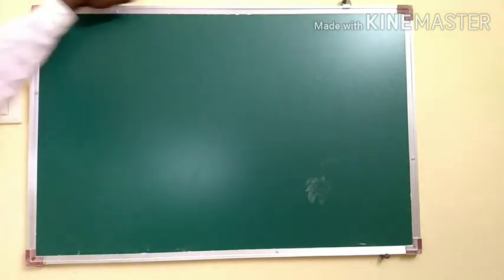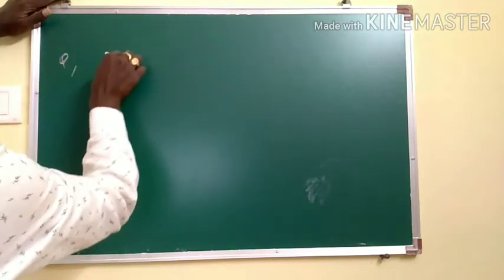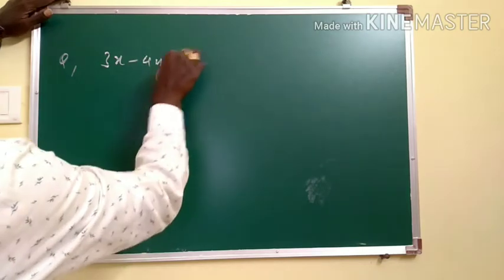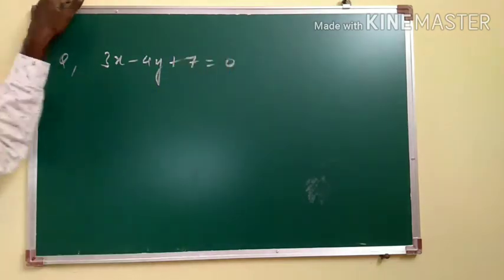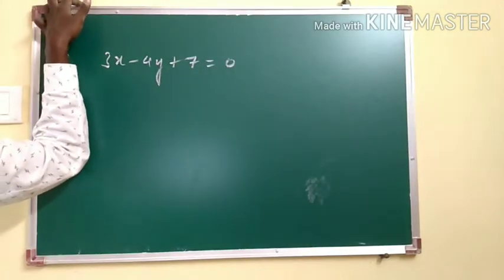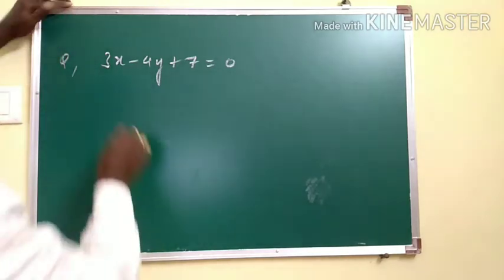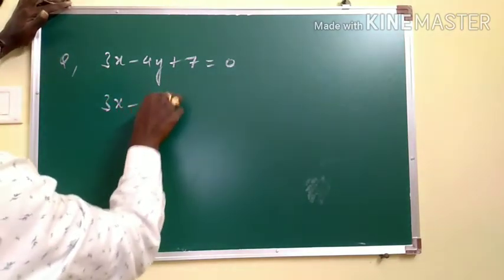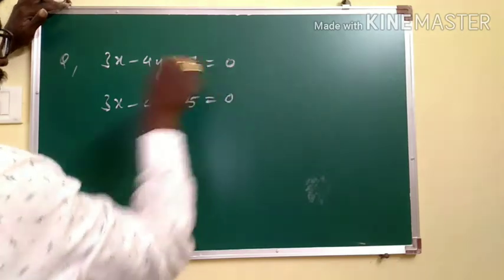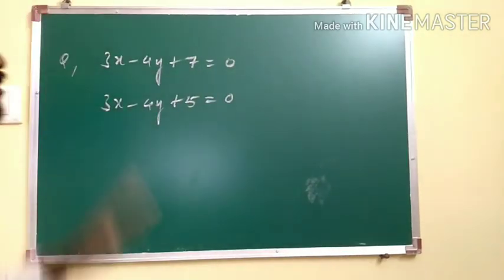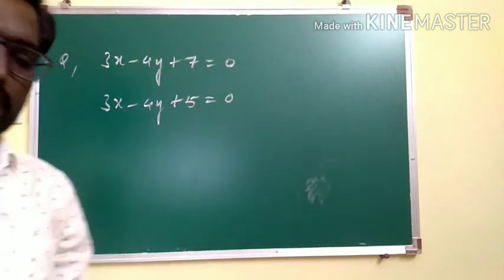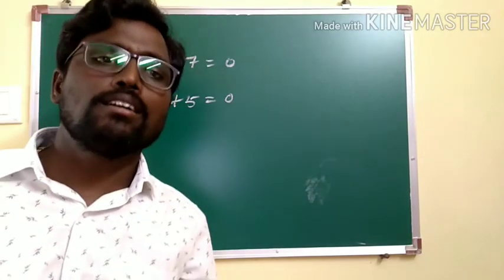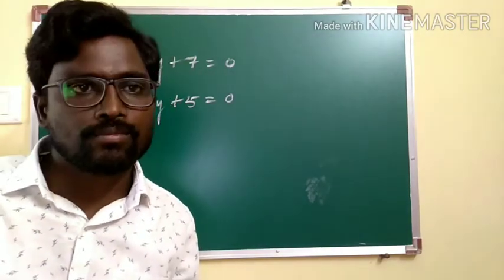3x minus 4y plus 7 equal to 0. 3x minus 4y plus 5 equal to 0. Here in the problem, it is not specifically mentioned that we must find the distance between the parallel lines.